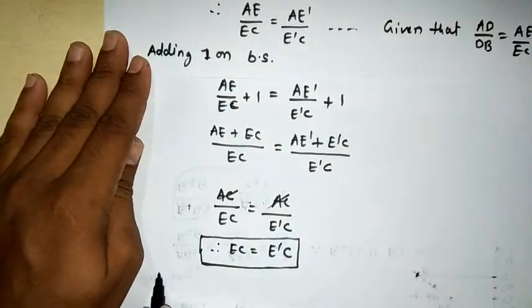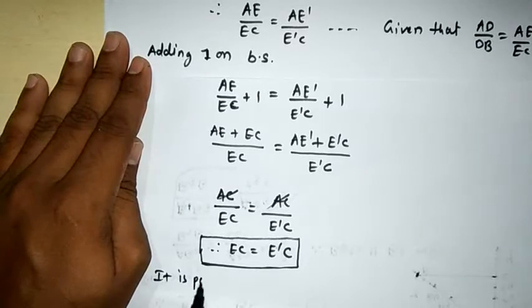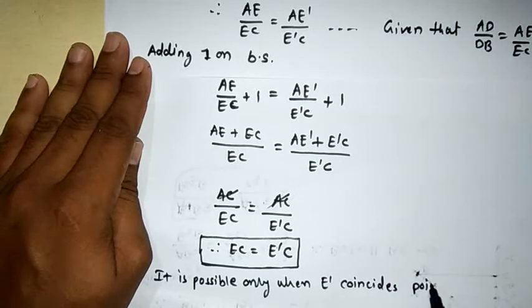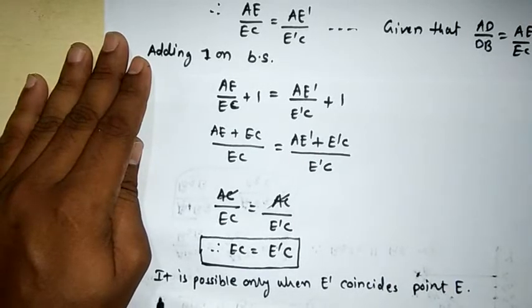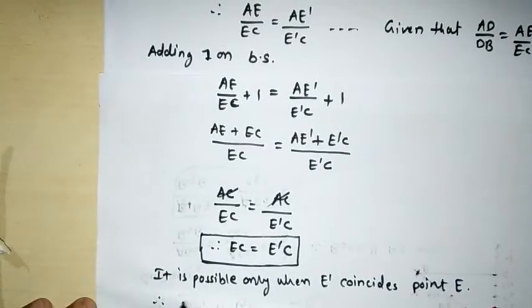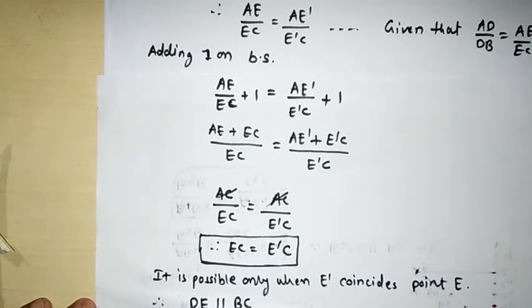It is possible only when E dash coincides with point E. Therefore, DE is parallel to BC. Hence proved. DE is parallel to BC.